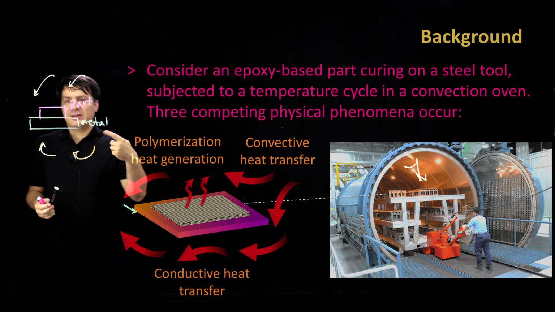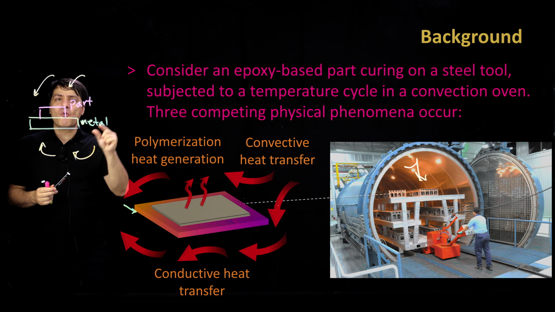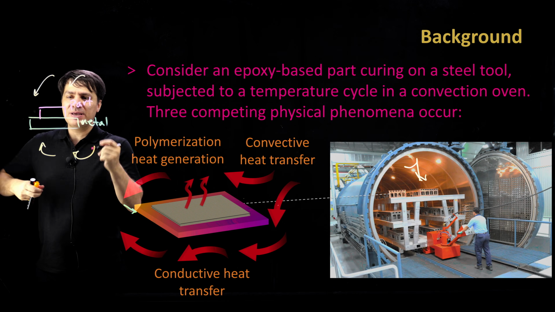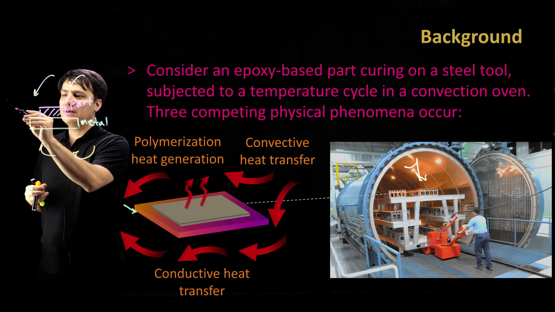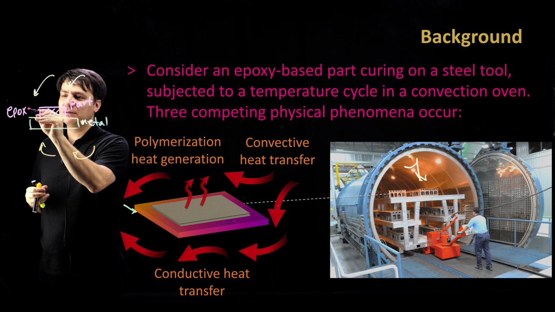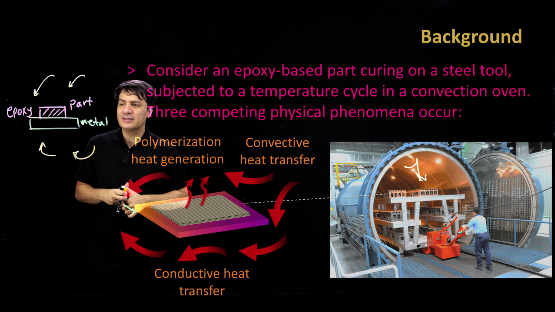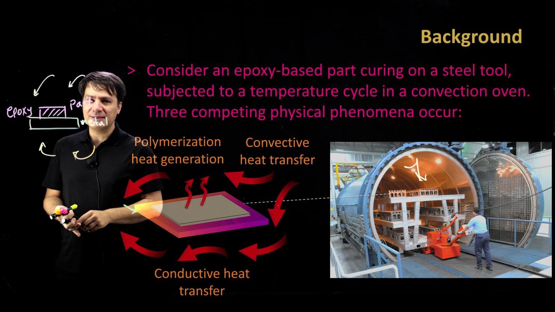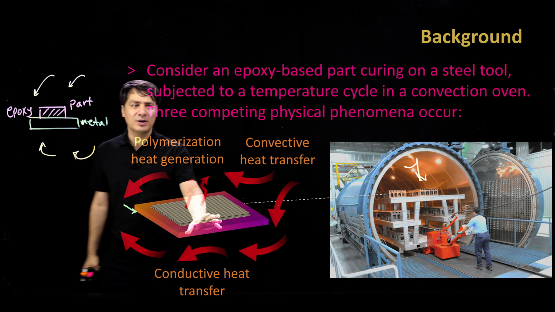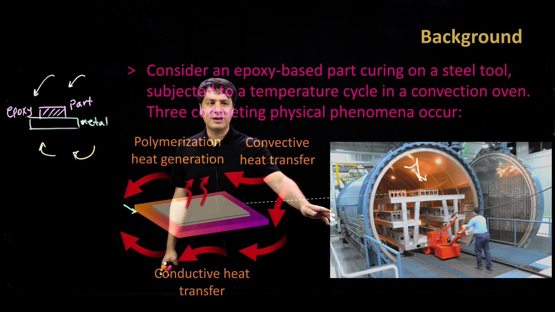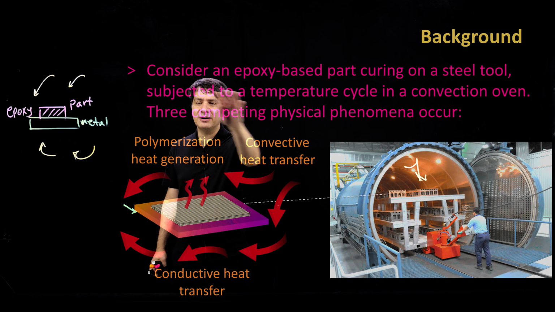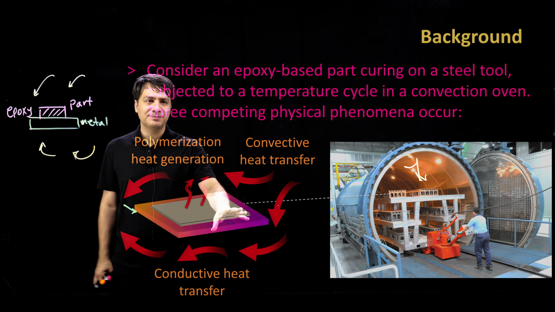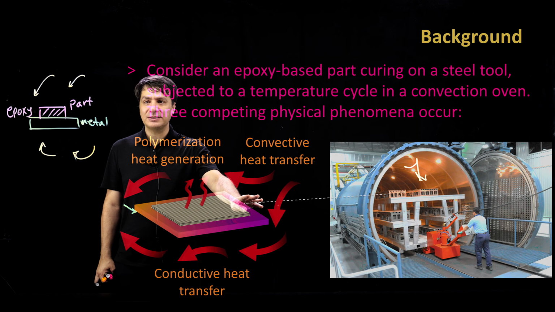So we're going to increase the complexity of the problem by adding one more thing here. And it is that what we want to heat up is an epoxy-based material that can generate its own heat as you are heating it up. So we're going to describe that in a second. But if you think about it, you have a convection that is happening around a metallic tool that holds an epoxy part. So it's a convective heat transfer.